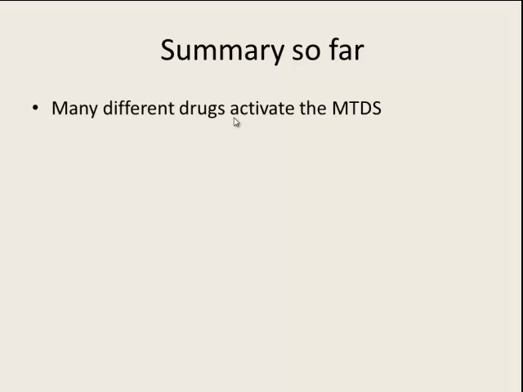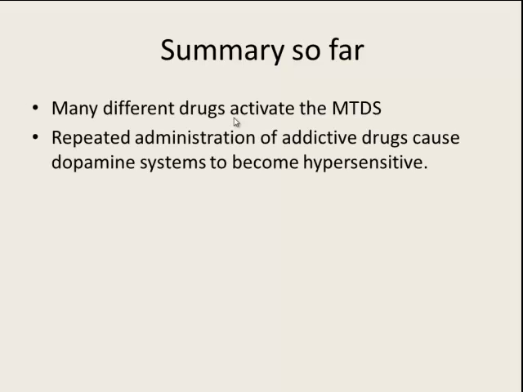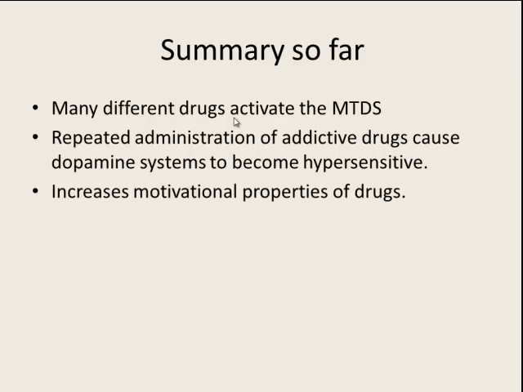So let's just summarize. Many different drugs affect the mesotelencephalic dopamine system, either directly or indirectly. Repeated administration of addictive drugs causes dopamine systems to become hypersensitive. Hypersensitive to the drug. This is why relapse is bad. They haven't had the drug for 6 months. They take a little bit of the drug. I'm talking cigarettes, alcohol, even caffeine. And this area now becomes super activated again.